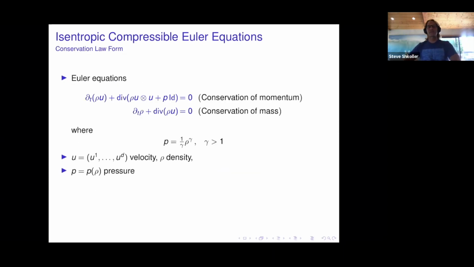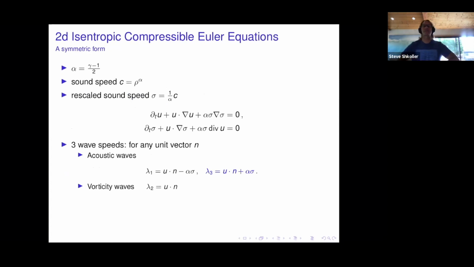Now, this is the usual way you first see the Euler equations. I want to rewrite these equations in more convenient variables that somehow symmetrizes the equations a little bit. So we introduce this new adiabatic exponent. Instead of gamma, we're going to work with alpha. So alpha is (gamma minus 1)/2. So when gamma is 2, alpha is 1/2. And with this new adiabatic exponent, the sound speed, which you'll see classically as the square root of the derivative of pressure with respect to density, in this simple case just becomes rho to the power alpha, and this is a nice variable to work with.